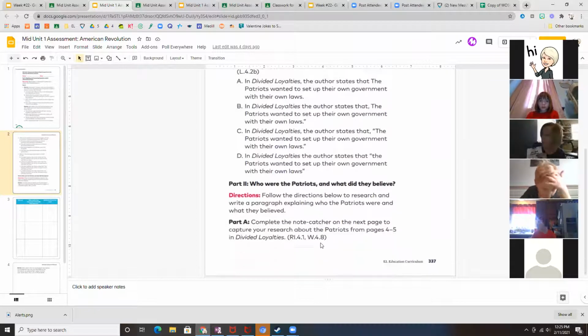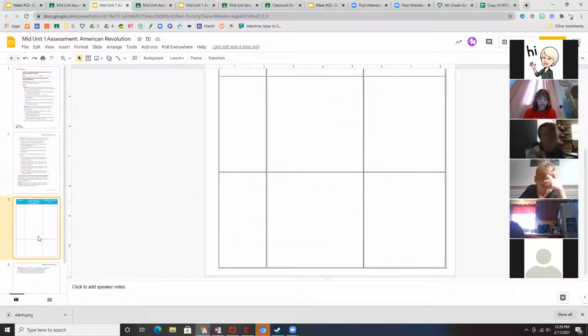Part 2. Who were the Patriots and what did they believe? Follow the directions below to research and write a paragraph explaining who the Patriots were and what they believed. Complete the note catcher on the next page to capture your research about the Patriots from pages 4 and 5 in Divided Loyalties.